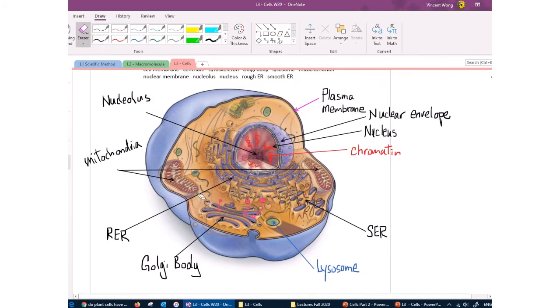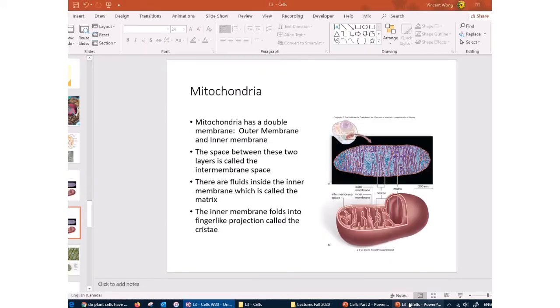Okay, we're not going to label the peroxisomes here. It's hard to tell where they are anyways, so we'll just leave that be. Okay, let's go back to the PowerPoint slides and see what is next.